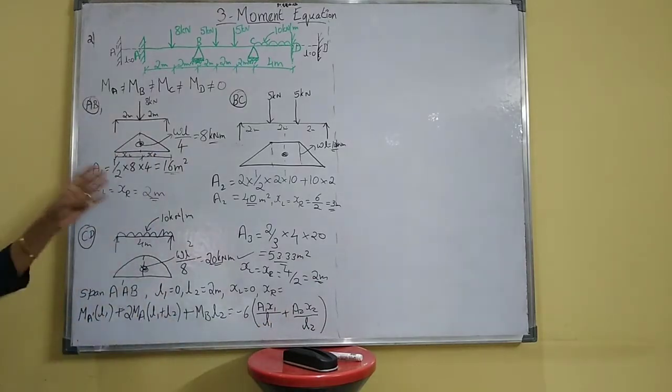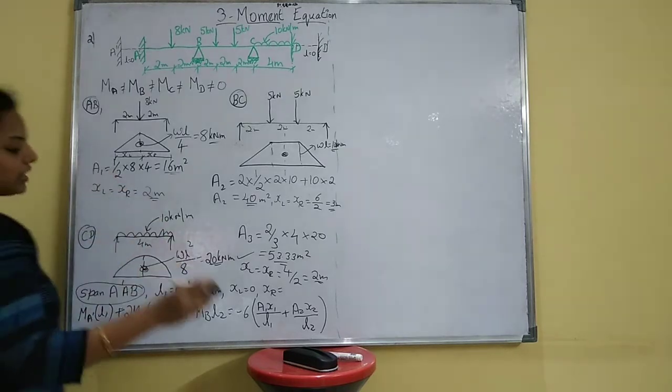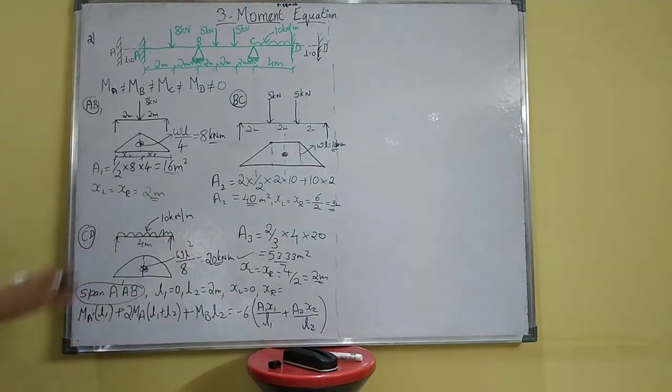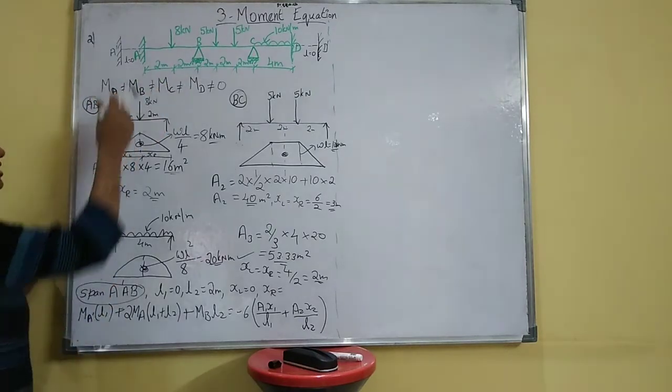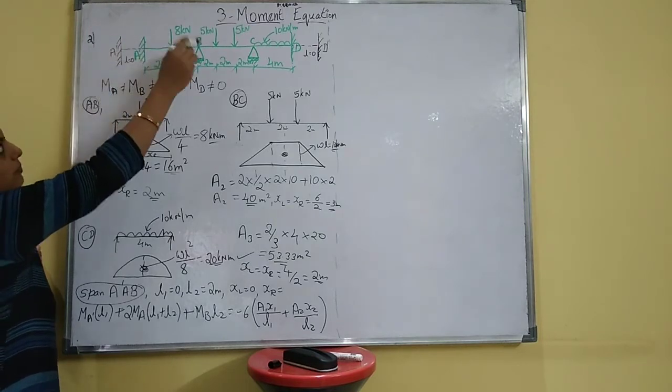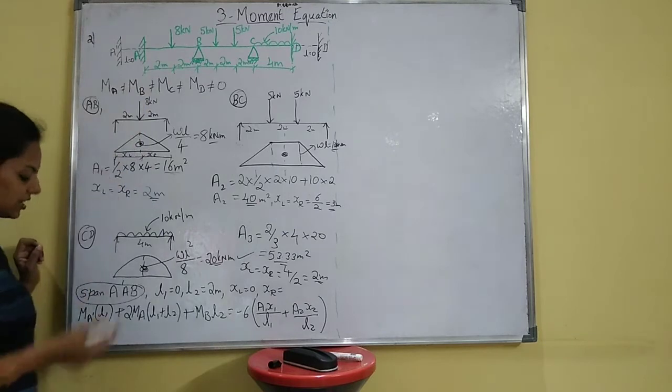Once we have found all these areas and centroidal distances, the next step is to consider each span and write the equation. To find MA, MB, MC and MD, write the equations, then solve them and get the values of all the bending moments. So first consider the span A dash A B. These 3 points, A dash, A and B, are your joints.